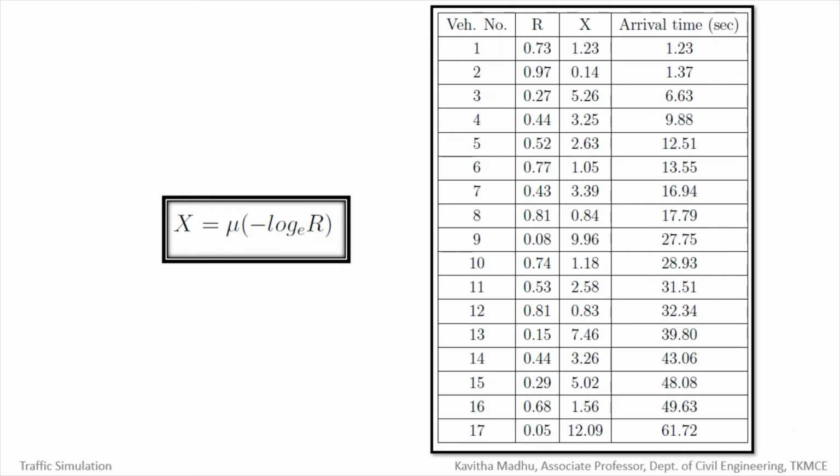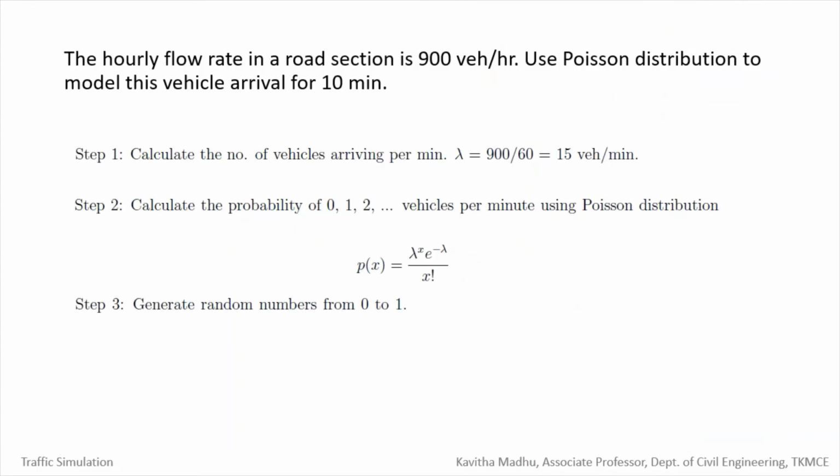Based on the random number, we calculate the exponential variate headway, and then we take the cumulative headway, which gives the arrival time from the zero time where we start the simulation process. This is how we can arrive at the arrival times of different vehicles in the traffic stream. Next, we can have a problem where the hourly flow rate is again the same, 900 vehicles per hour.